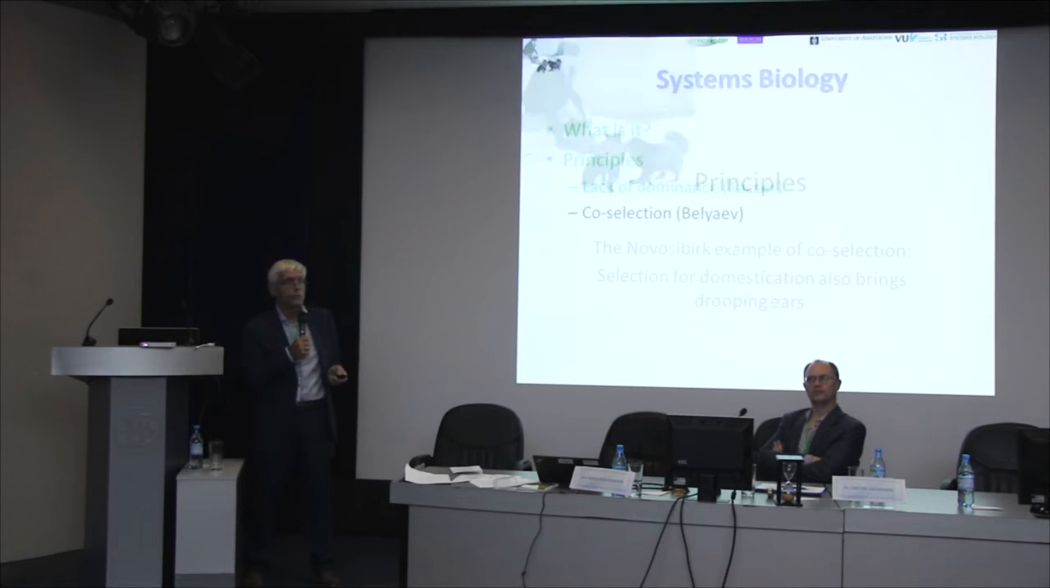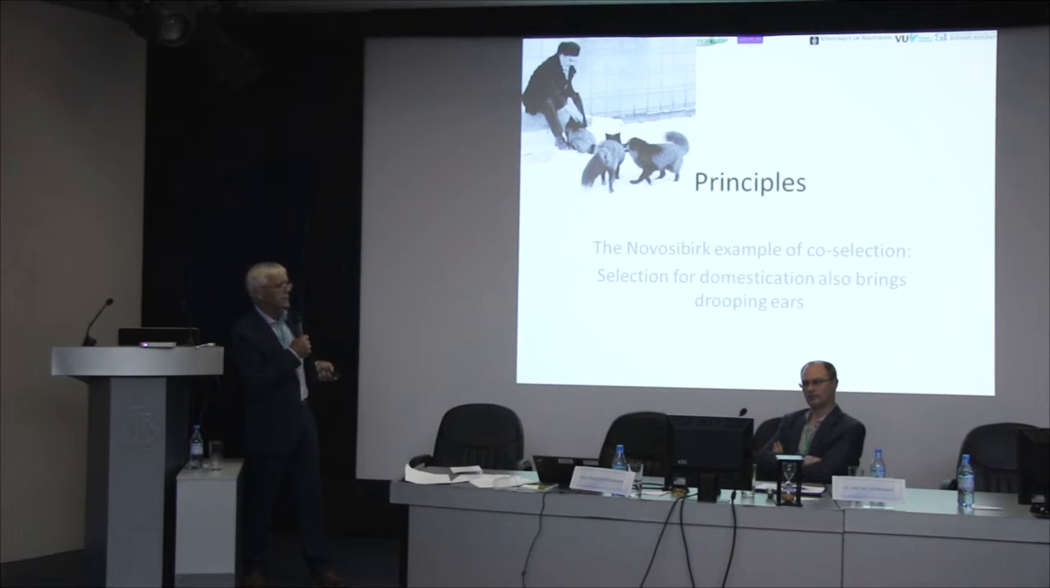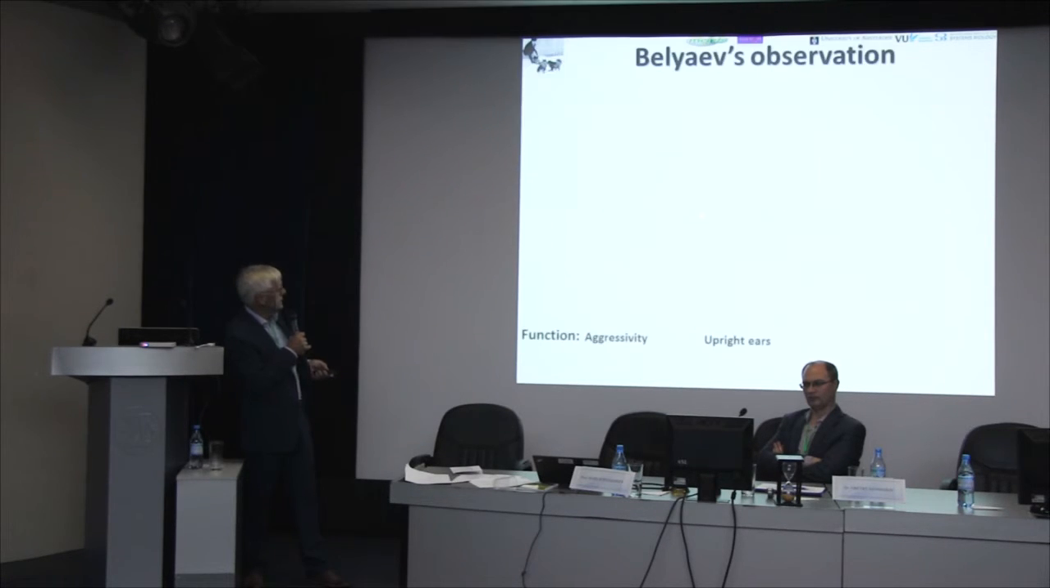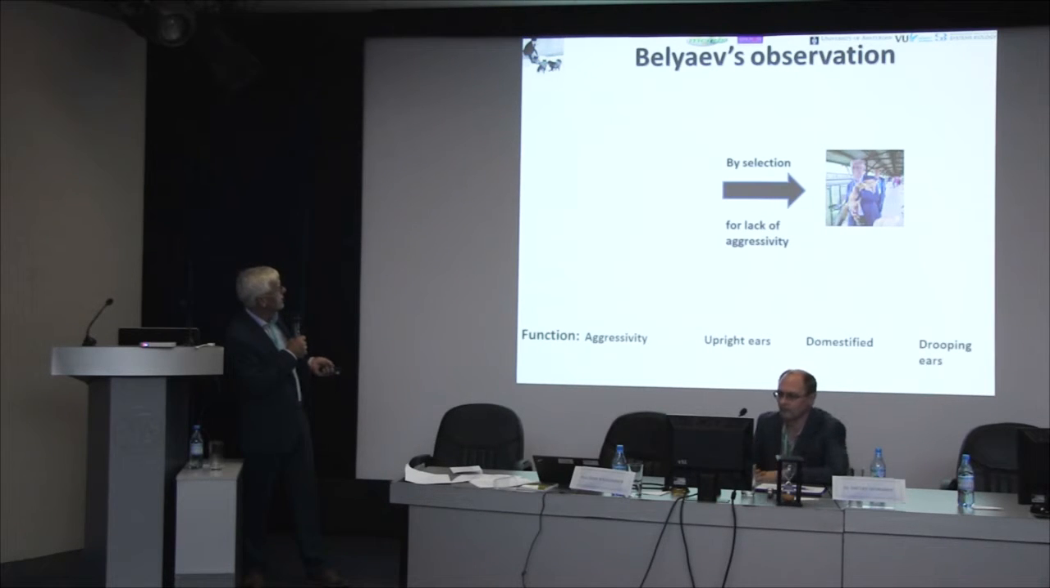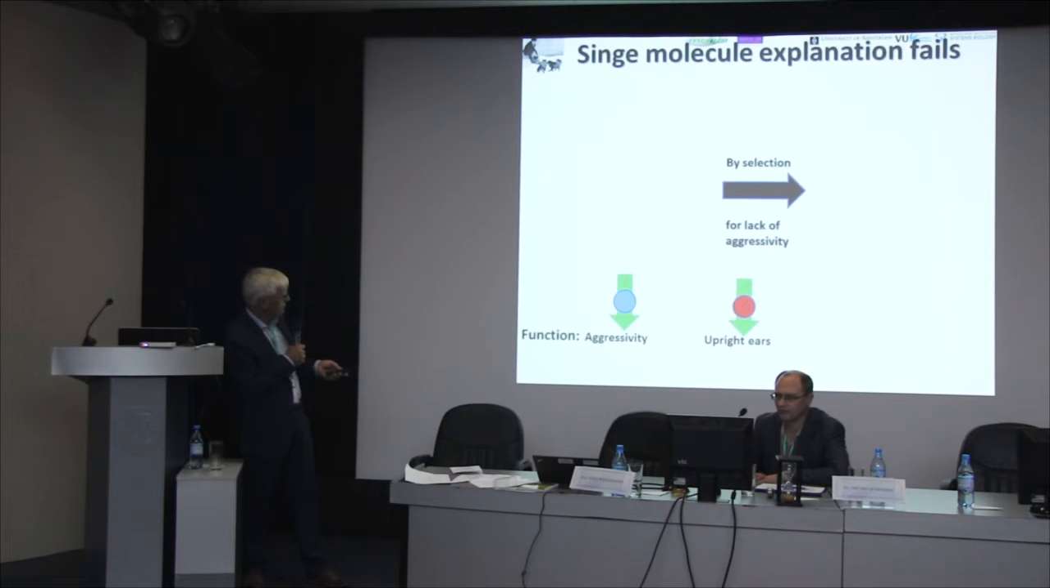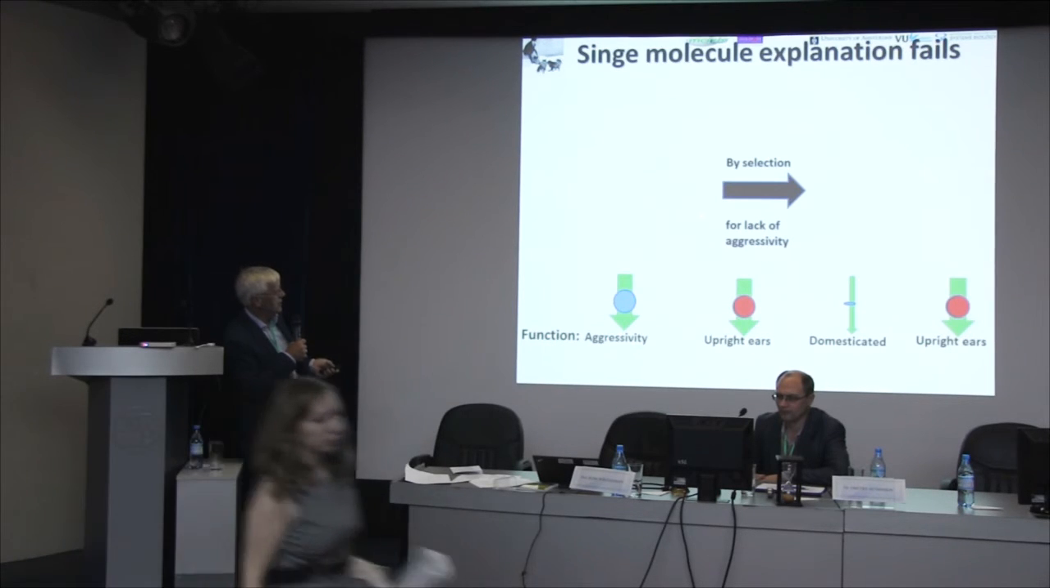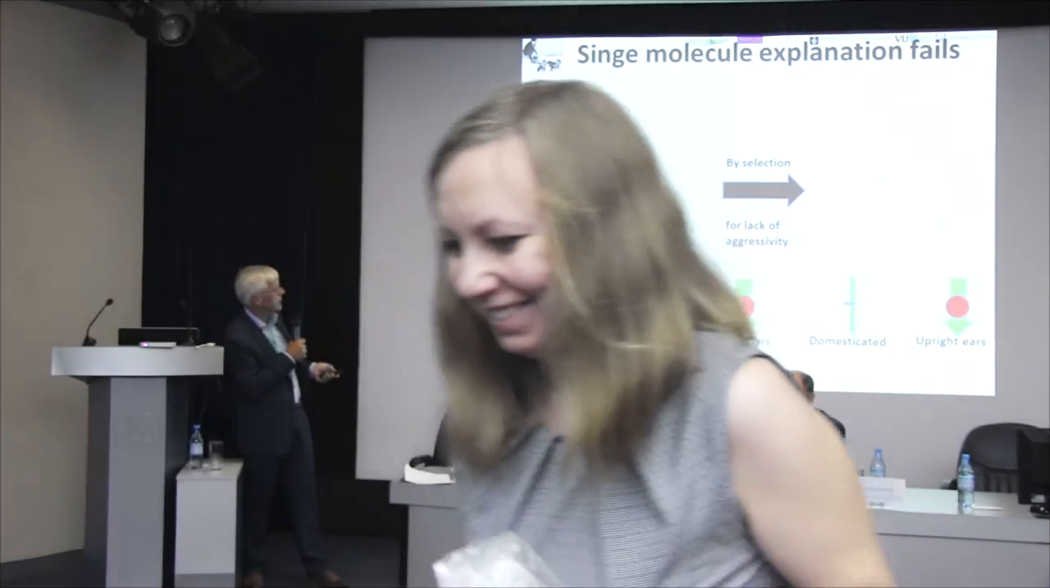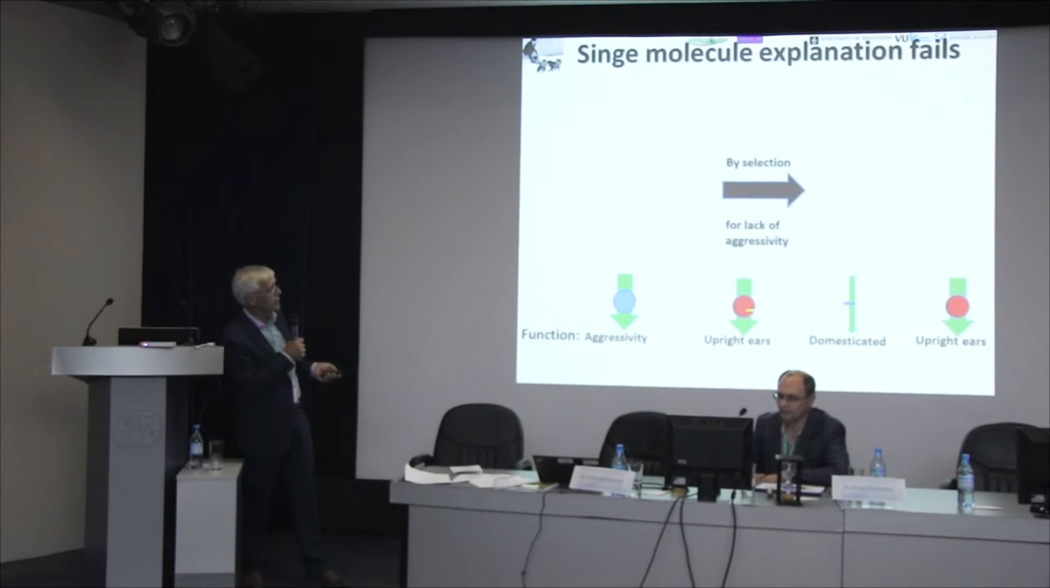Now we go to co-selection by Belyaev, which I found very interesting. The other one was the Edinburgh example of principles; now we have the Novosibirsk example of principles of co-selection. That's the phenomenon that selection for domestication also brings drooping ears. So basically we start with aggressivity and upright ears, and both of these are encoded by their own gene. Now we have a knockout of this gene, and you get domestication, loss of aggressivity, but there's no effect on the ears because the ears are encoded by a different gene. So you would not understand that there is this co-selection of ear form with domestication.